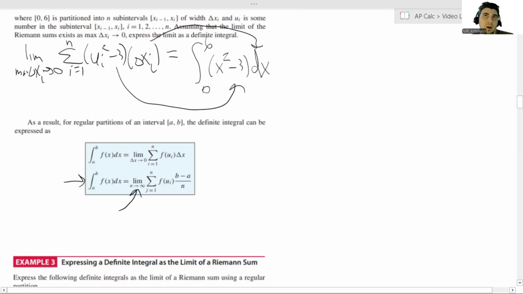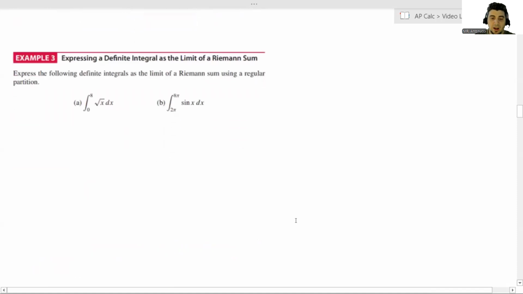Well, if you are letting the number of rectangles in a finite region approach infinity, that's going to imply that the width of each rectangle is getting infinitesimally thin, or approaching zero. So what we're going to do now is switch back and forth. We're going to start with the integral expression and go back to a Riemann sum notation here.